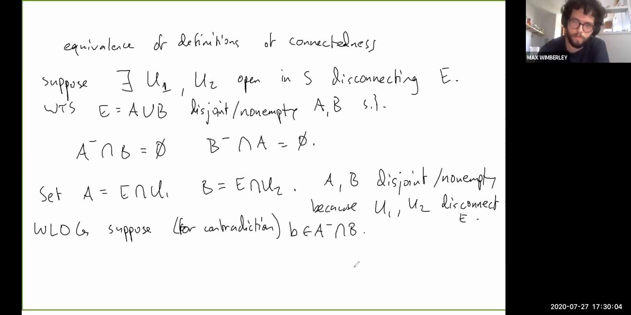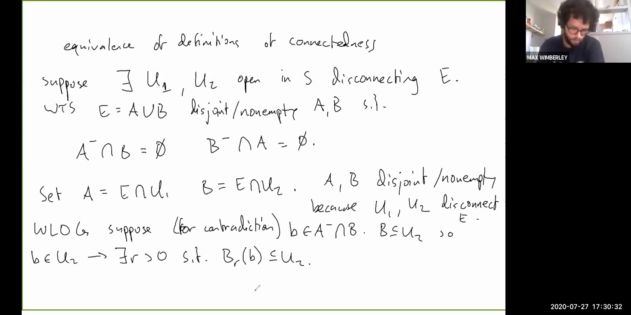So since B is a subset of U2, little b is in U2. And since U2 is open, that means there exists some R greater than 0 such that the ball of radius R around little b is a subset of U2, right?